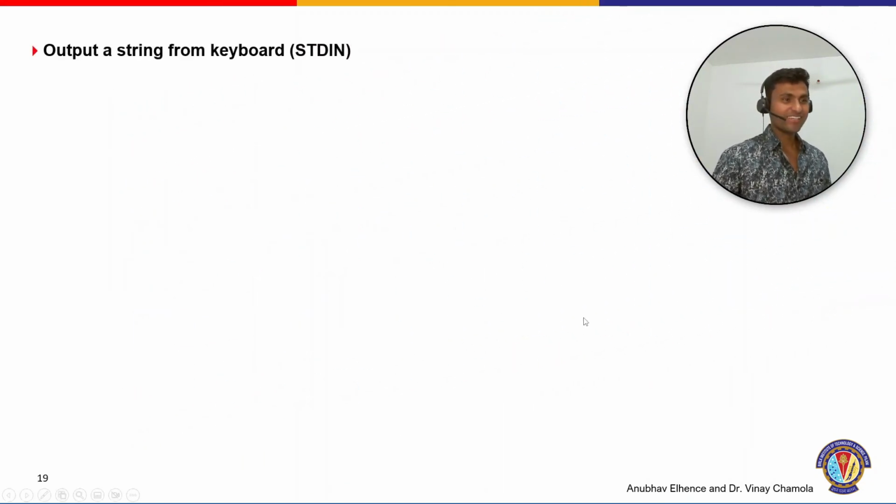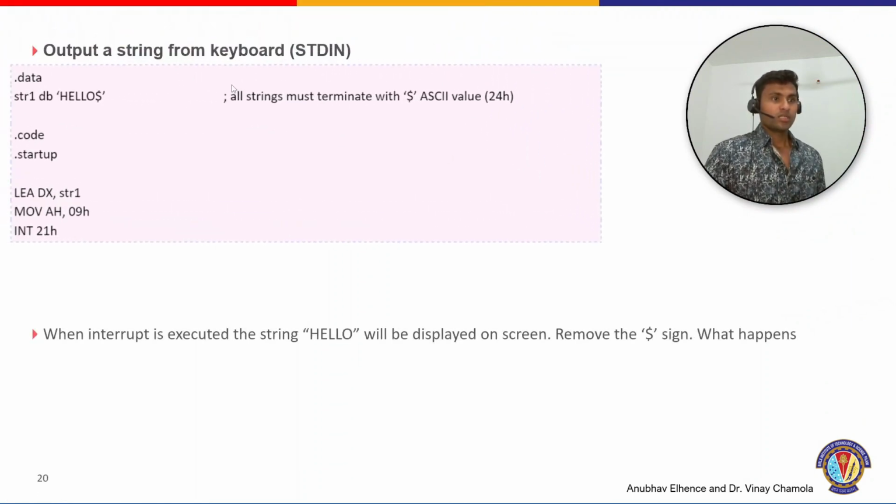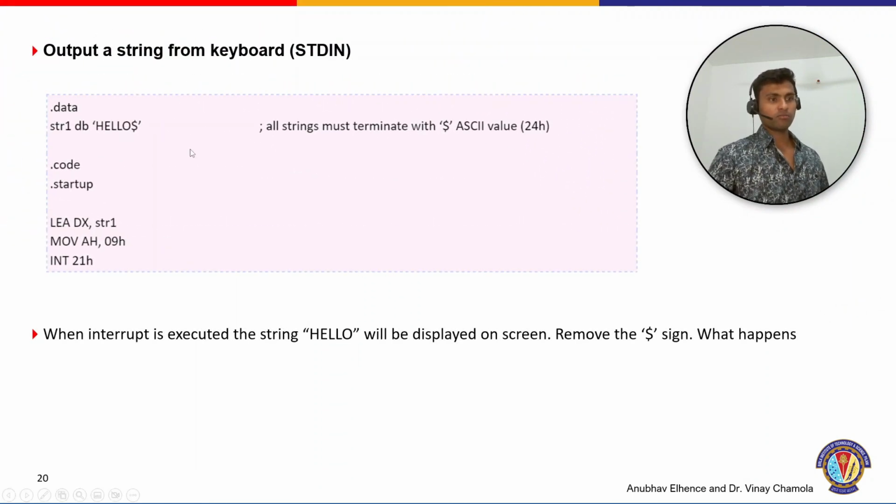So output a string from keyboard. So let's try this out. This is very simple, straightforward: you have a string, you just need to end it with a dollar. And now you load in dx the starting address, the base pointer of this string, and in ah you move 09, and then you raise the interrupt, then you can see that string appearing there. All right. So remove the dollar sign and see what happens.